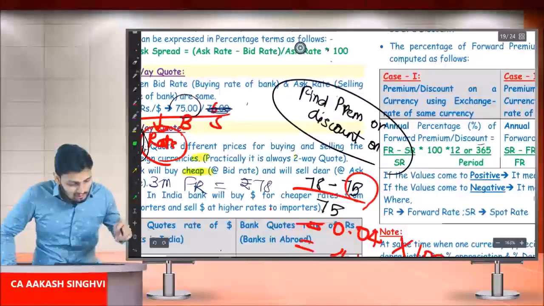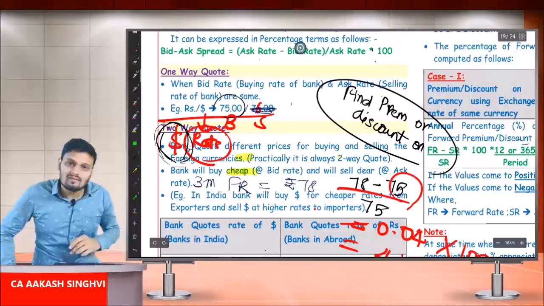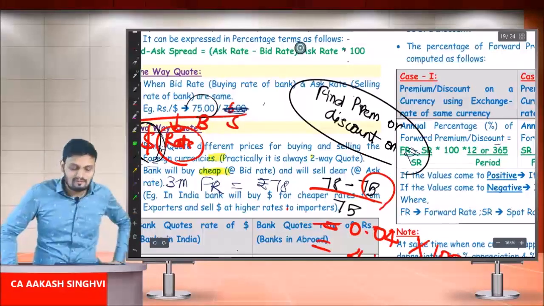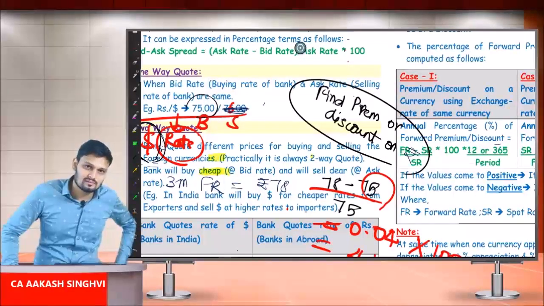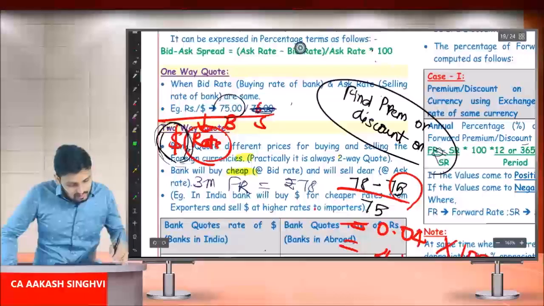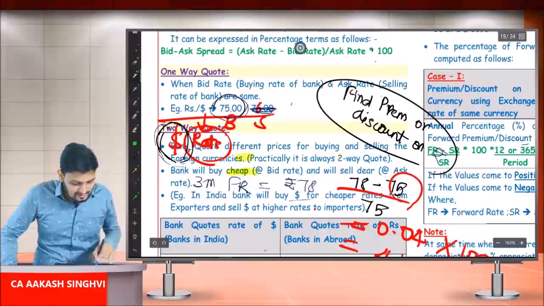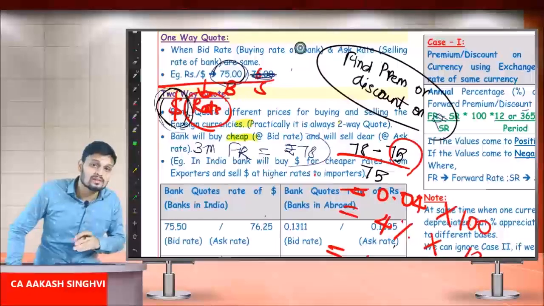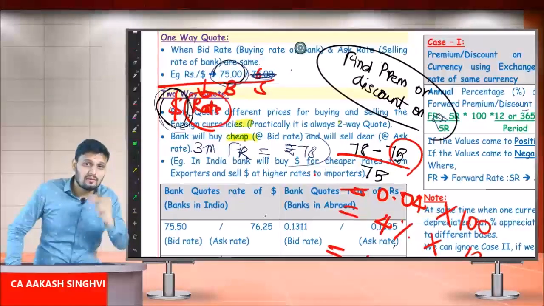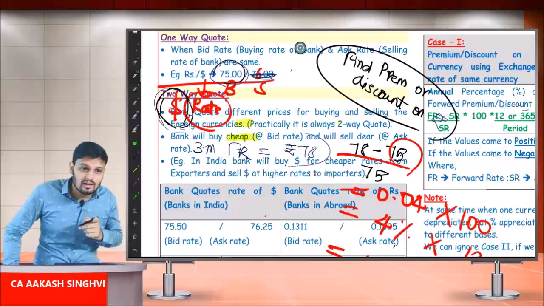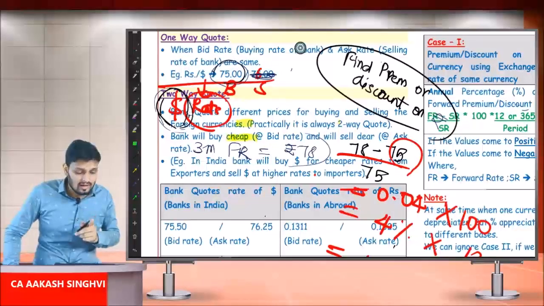Let us assume they have given the rate of dollar, correct? And you have to find the premium or discount on rupees. Now one thing you can do is convert this 75 and 78, which is right now the rate of dollar, into rate of rupees. Tell me the answer fast. Convert dollar rate into rupee rate.